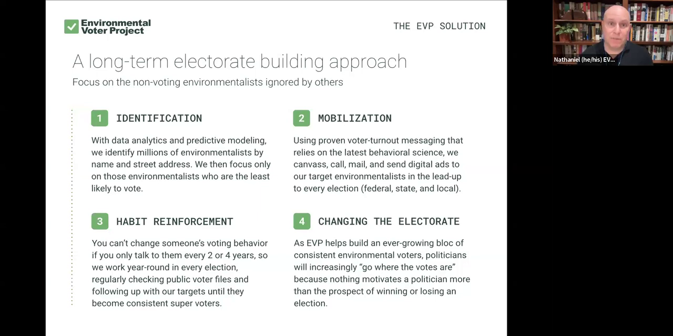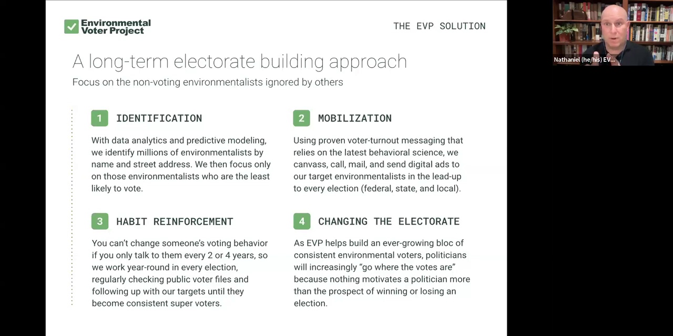So we need to get these people to vote, and we do it with a 4-step process. Again, forgive me for how quick this overview is, but we want to get you to the panelists. First, we work with data scientists to build predictive models that allow us to individually identify people who care so deeply about climate that it's their #1 priority, yet we can tell from public voter files that they're not actually voting.